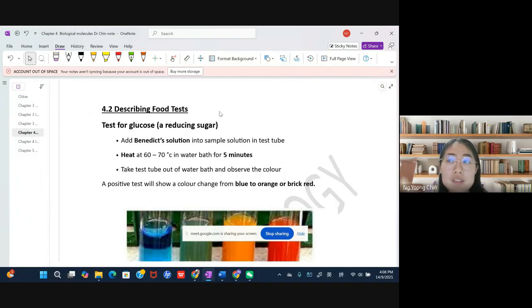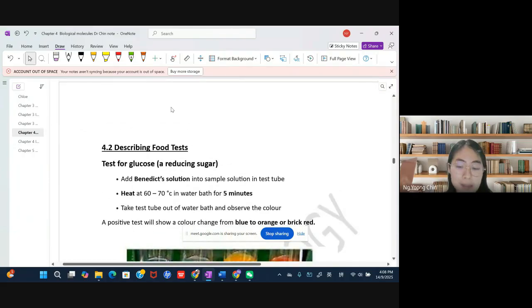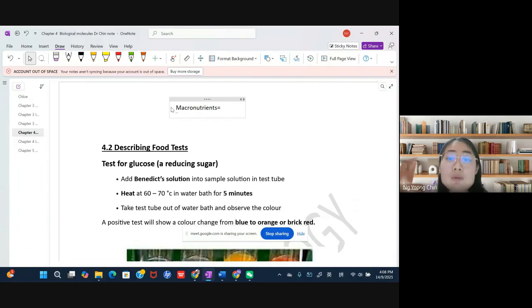For example, the food nutrient molecules. When we talk about macronutrients, what's meant by macronutrients? Macronutrients means our body requires those nutrients in a very, very large amount. Examples of macronutrients in our body will be the carbohydrates, the proteins, and then the fats. Those are examples of macronutrients required by our body.